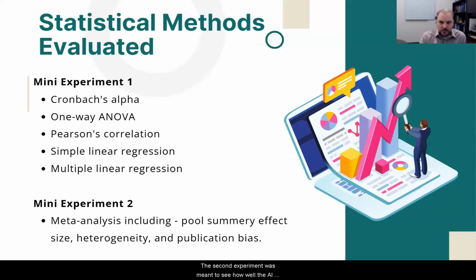The second experiment was meant to see how well the AI systems could handle meta-analyses. I wanted to know things like, could it generate a pooled summary effect size and heterogeneity values, as well as estimates for publication bias. For that second experiment, I used a system called Comprehensive Meta-Analysis as the baseline comparator.